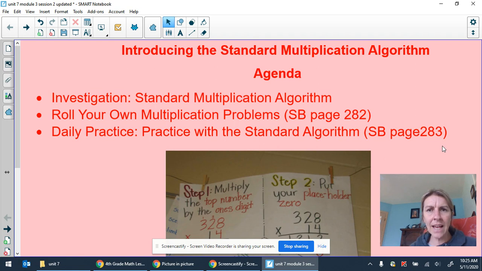As you can see in our agenda, we are going to do a practice and an introduction to the standard algorithm. We aren't going to do a roll your own multiplication, just because I don't know who has dice at home, but I'm going to show you how you could practice those pages at home without them, almost making them optional. And then you have a couple SB pages. So let's get started.